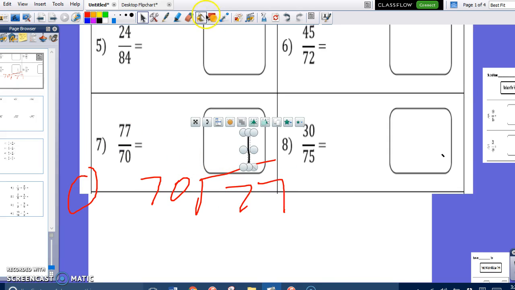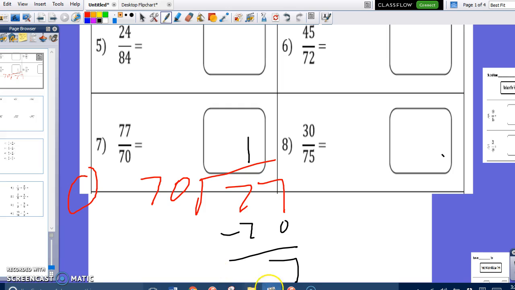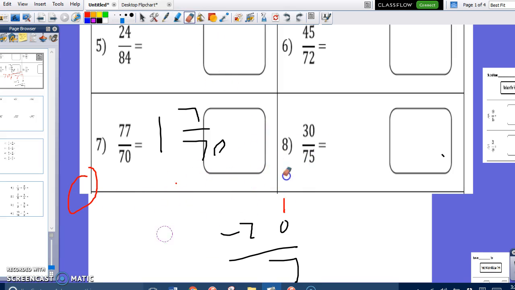Here we go. Okay, so now what I'm going to do is multiply. 1 times 70 is 70. Subtract, you have 7 left over. You now have everything you need to make your fraction. The amount of times that it will go in, the number that's on top, that's your whole number. The remainder is your numerator. The number on the outside of the house, your denominator, is still your denominator. So the final answer here is 1 7/70.